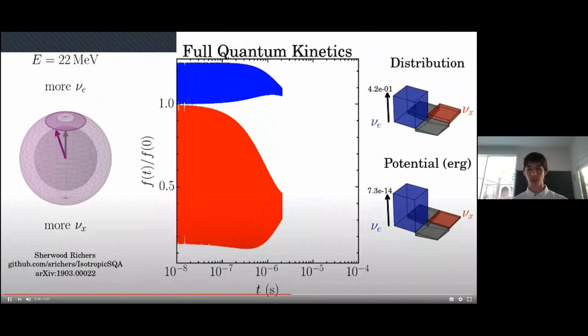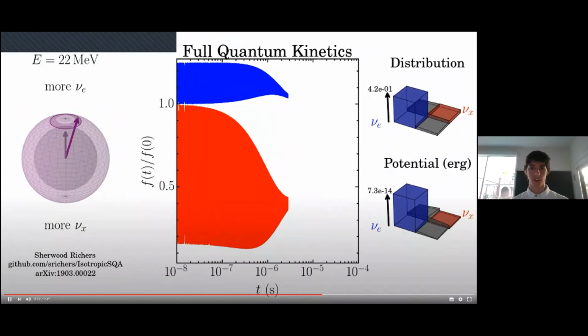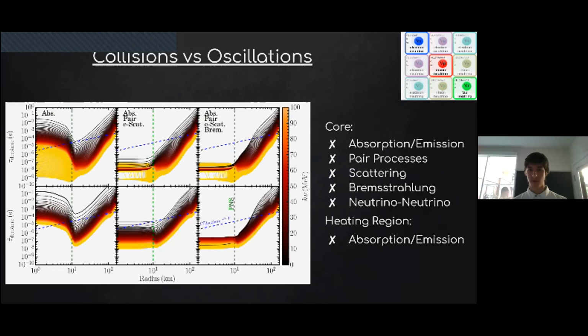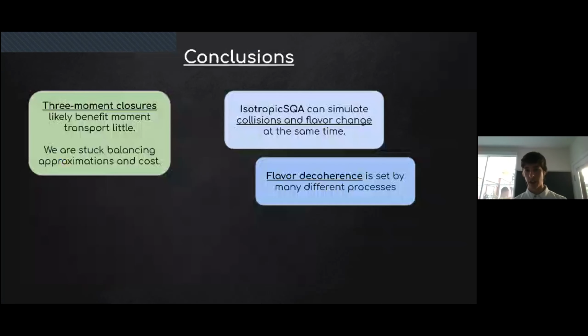So yeah, very different timescales for the oscillations and the collisions. So we have this code that can simulate flavor change and collisions at the same time. This is assuming it's isotropic, and we're working on extending this to more dimensions. Using this, you can calculate how quickly the quantum decoherence happens. That is how quickly it's pushed from quantum mixed states to separate flavor eigenstates.